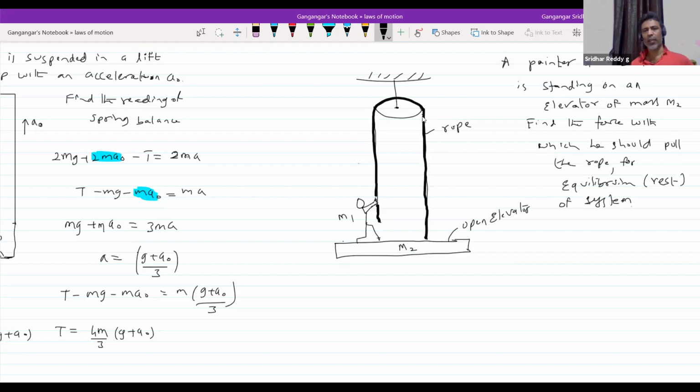Okay, work it out, draw the free body diagram. Get into the free body diagram.